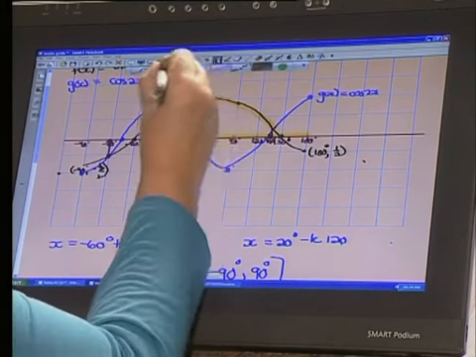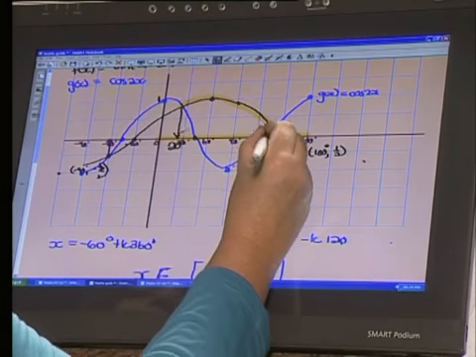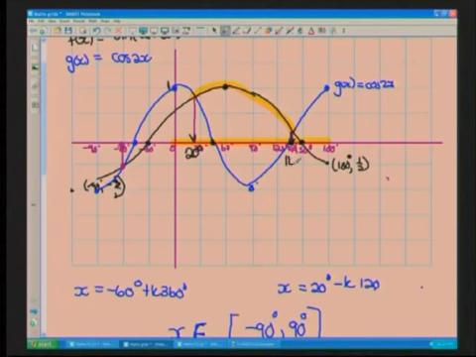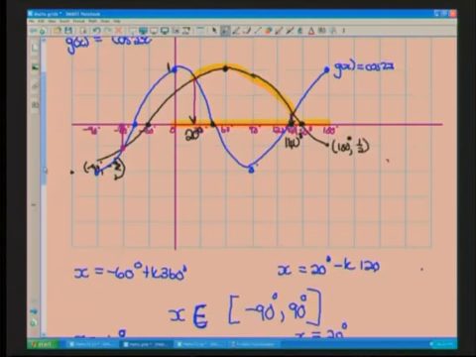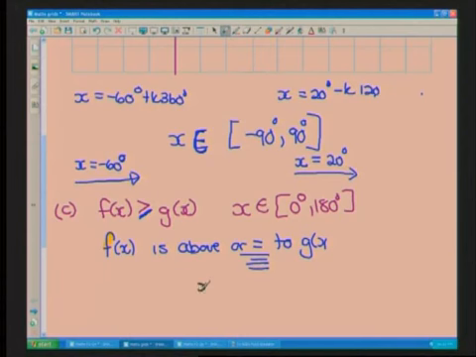Remember, we worked out just now that this was actually 20 degrees, and we worked out that this was 140 degrees. I could say x is greater than or equal to 20 and less than or equal to 140, so that would be from 20 to 140. Perfectly all right like that.